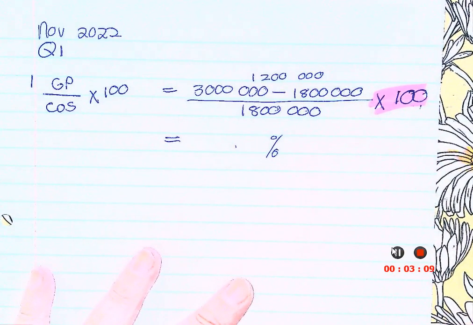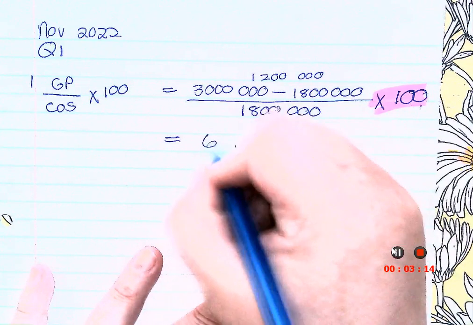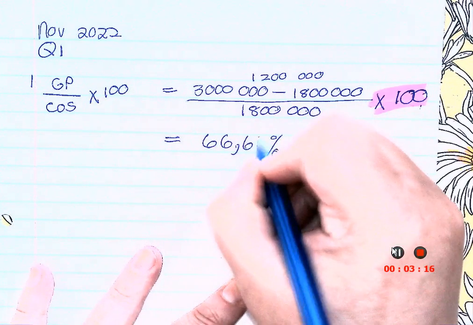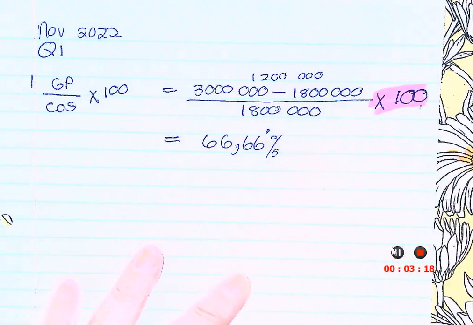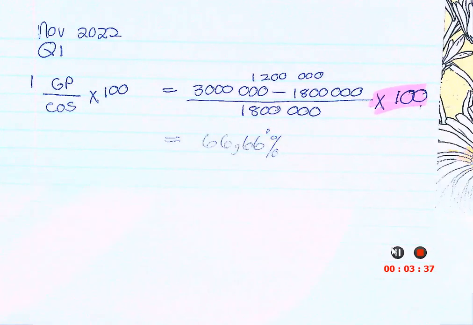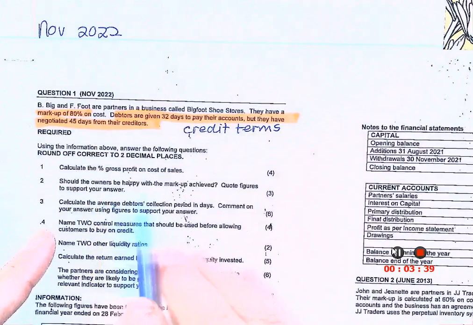It's 66.67. It's 66.66 repeating, or you can round it off to 66.67, two decimal places. When they don't tell you anything about decimals, you always go to 2 decimals. Okay. Then, next. Should the owners be happy with the markup?